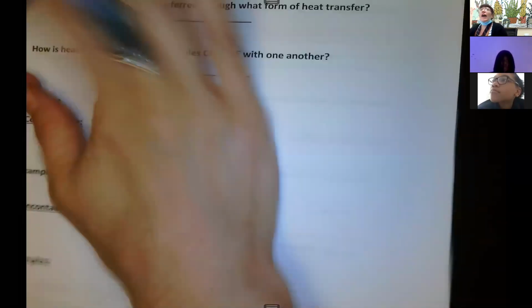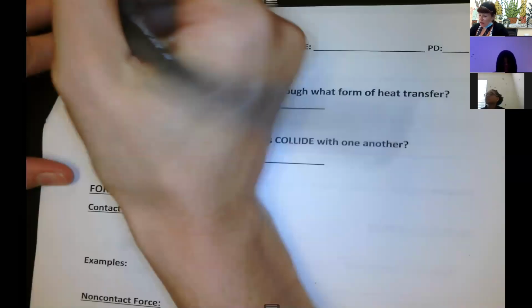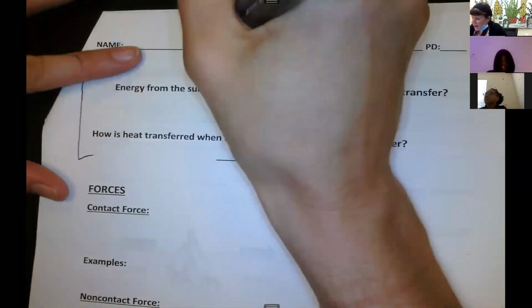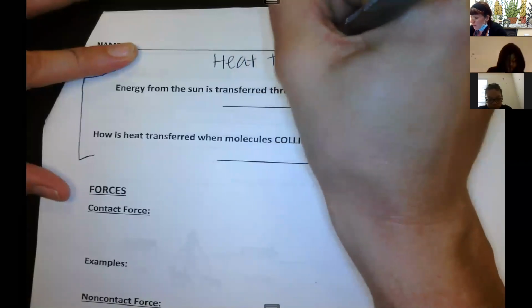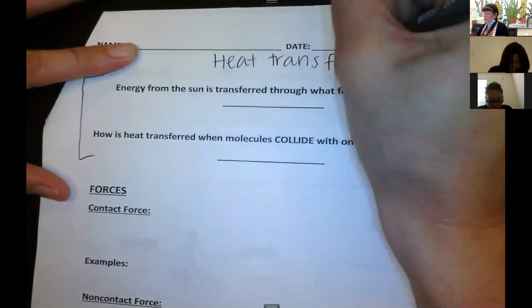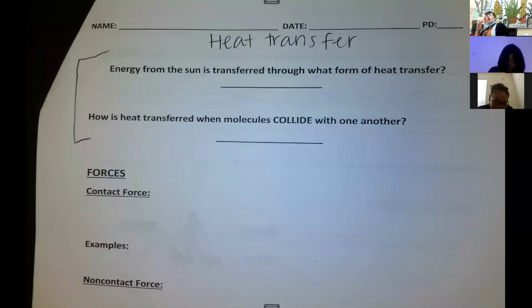All right, flipping it. All right, y'all. These two, I'm bringing it back. Heat transfer, because it's for sure in the FSA in 2 years. We have 8th grade, you have an FSA. So we have 3 forms of heat transfer. Give me one. Ayana, heat transfer.